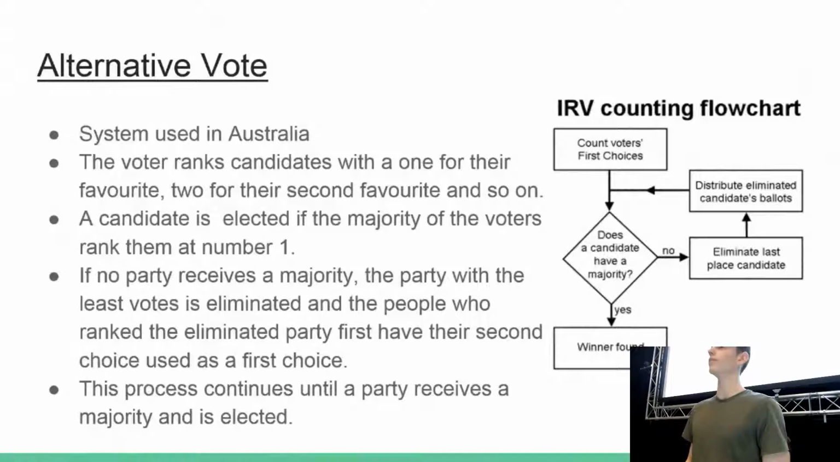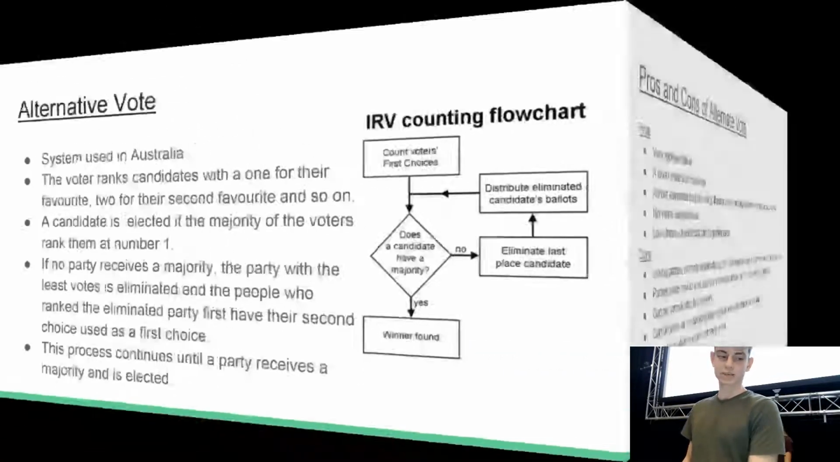The alternative vote method used in Australia works by having voters rank candidates: one for their favourite, two for their second favourite, and so on. They can rank as many or as few candidates as they wish. A candidate is elected if the majority of voters rank them at number one. If no party receives a majority, the party with the fewest number one ranks is eliminated, and the people who rank that party first have their second choice used as a first choice. This process continues until a party receives a majority and is elected.